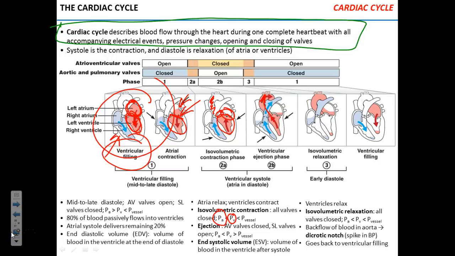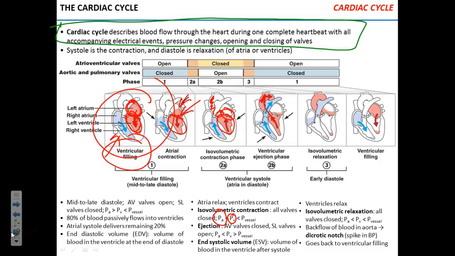But the right side has a low resistance to pressure, and the left side does. But now you're saying both ventricles have high pressure, or we're just talking about the left side? We're talking about the left side.